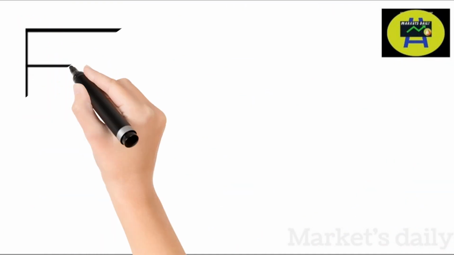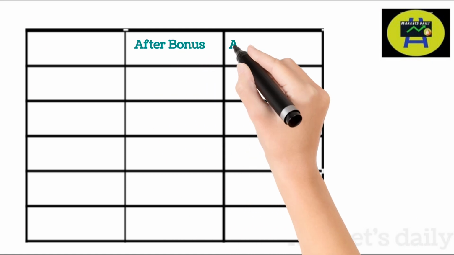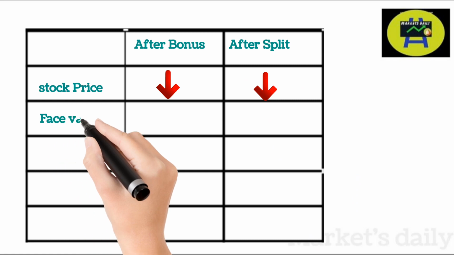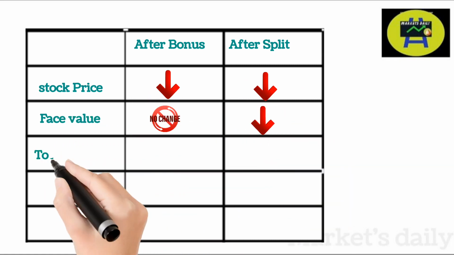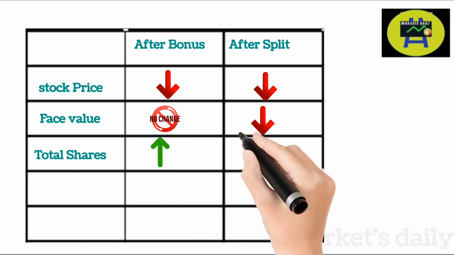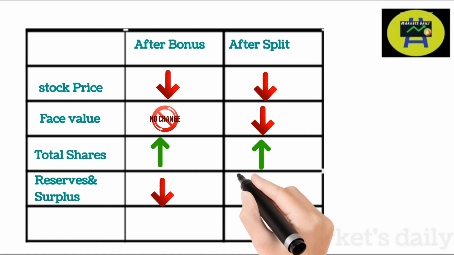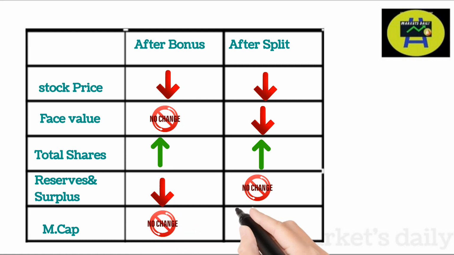Let us summarize all that we saw using the below tabular column. Stock price gets reduced in both the cases. The face value remains unchanged after the bonus and gets decreased after a split. The number of shares gets increased in both the cases. Reserves and surplus get decreased after bonus and there is no change after a split. The market capitalization remains unchanged in both the cases.